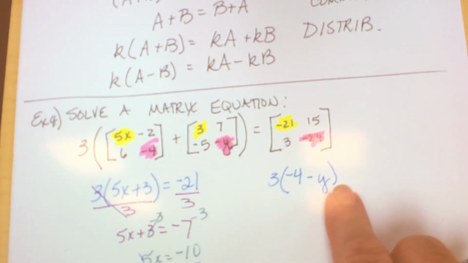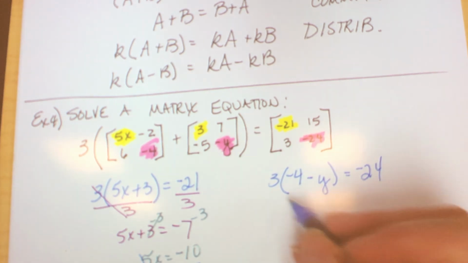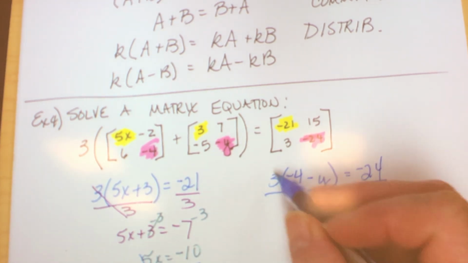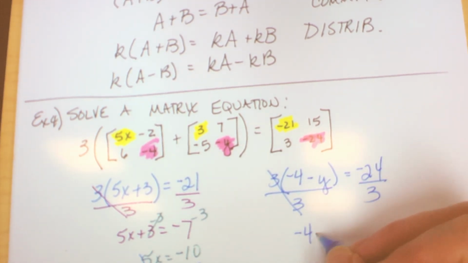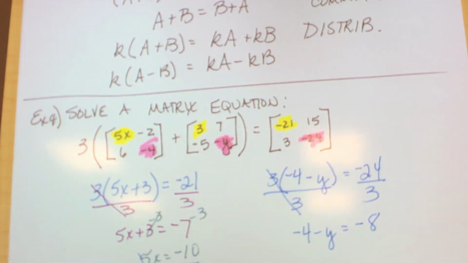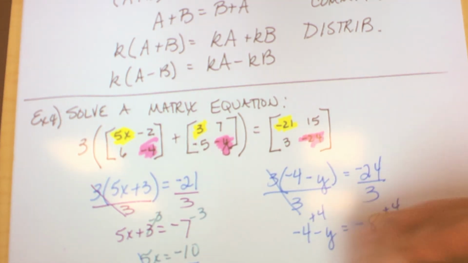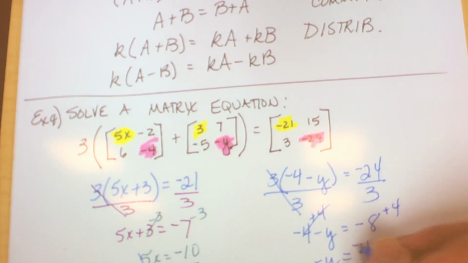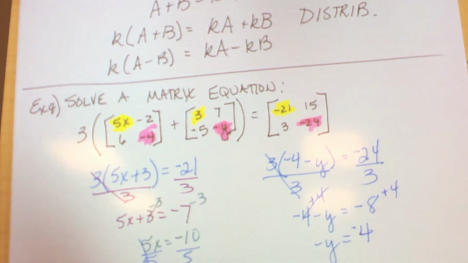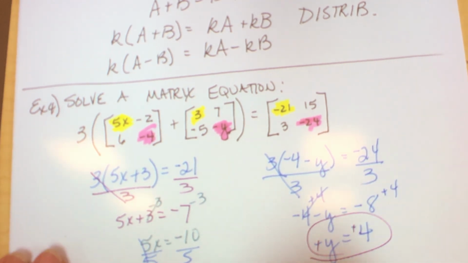No, you could do it that way. It's not a big deal. It's equal to -24. Divide by 3. -4 minus y is equal to -8. Now what do I do? Add 4. Negative y is equal to negative 4. So what's y? 4. Yeah, we're just changing the sign.